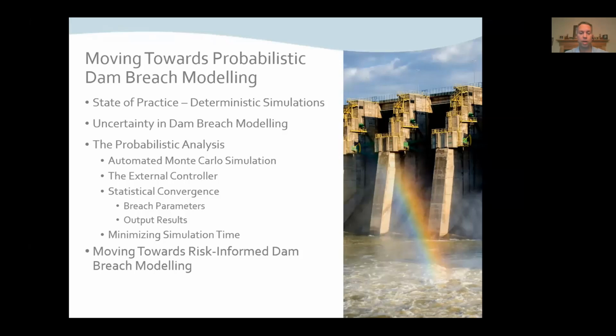Now everyone out there could do this on their own, either through spreadsheets, maybe some macros, some simple scripts, but this just automates the process and makes it faster and easier to use. And that's the external controller, also known as McBreach. So I'll show you the interface there and how it works. Then I'll talk a little bit about statistical convergence, because Monte Carlo is really only powerful when you can demonstrate statistical convergence in your results. Okay, so I'll go through that for both the breach parameters and the output results.